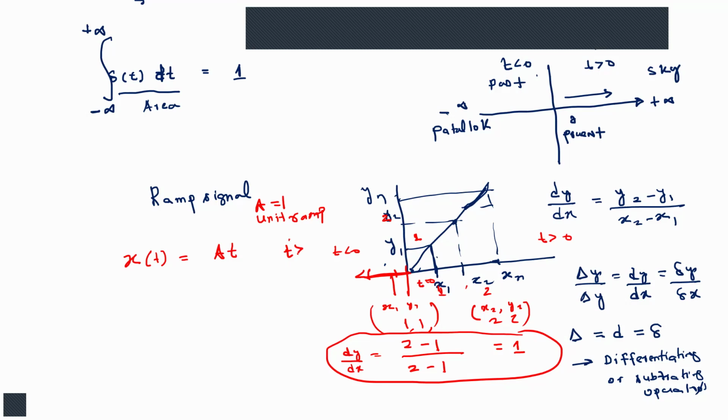So we can combine this: for t greater than or equal to 0 and for t less than 0, the value of the amplitude is equal to 0. If a is equal to 1, then this signal will become t for t greater than 0 and 0 for t less than 0. Okay, this was about the ramp signal.